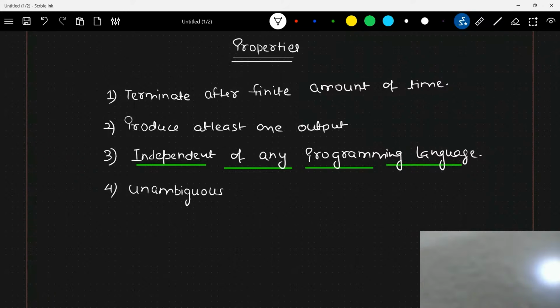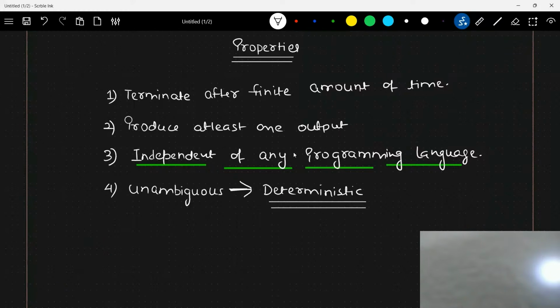Okay, so I'm getting a lot of answers. Whenever we are talking about unambiguous, the simple meaning is that the output that you are getting from an algorithm should be deterministic. What does that mean?